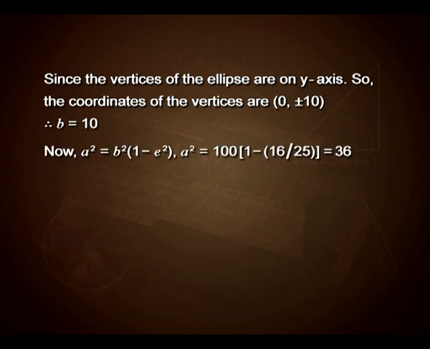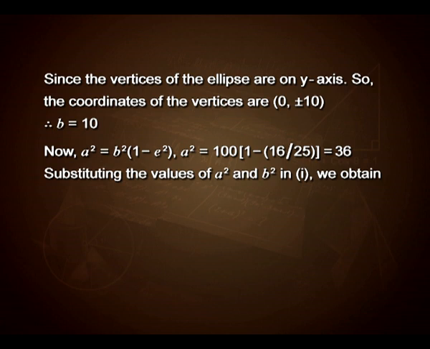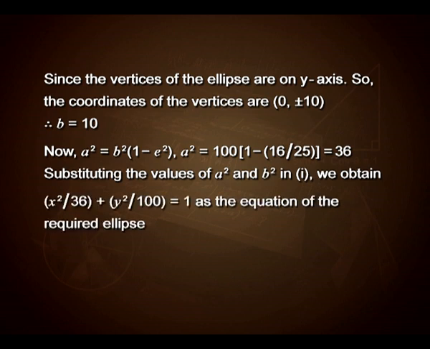Now, a square is equal to b square into 1 minus e square. Therefore, a square is equal to 100 into 1 minus 16 upon 25, which on solving gives us the value as 36. Substituting the values of a square and b square in equation 1, we obtain x square upon 36 plus y square upon 100 is equal to 1 as the equation of the required ellipse.